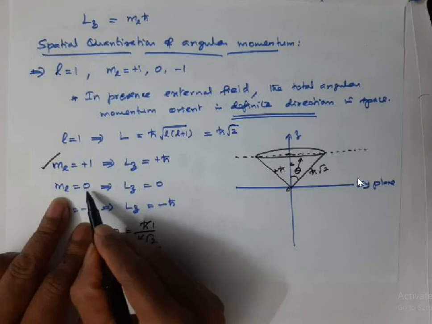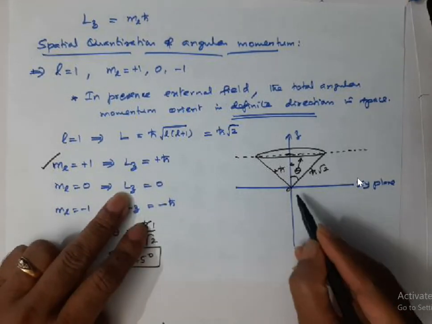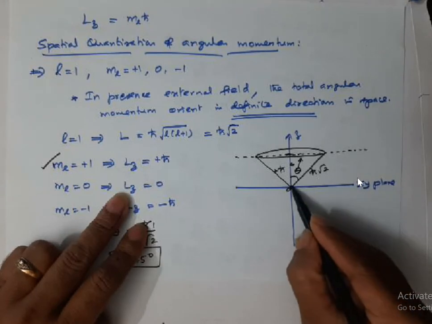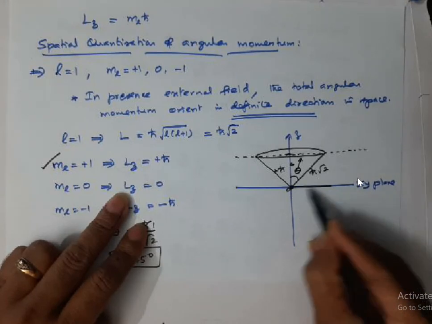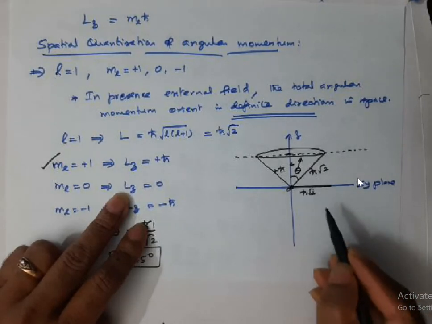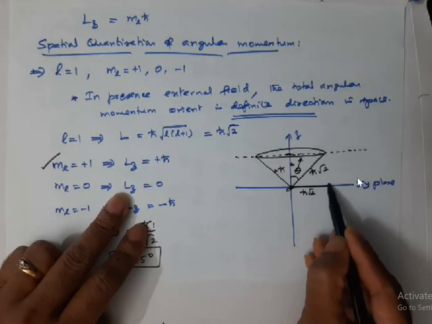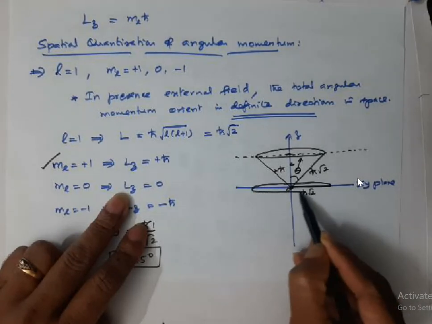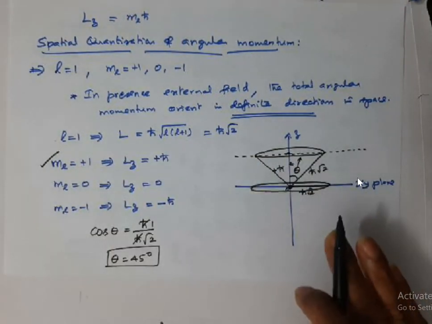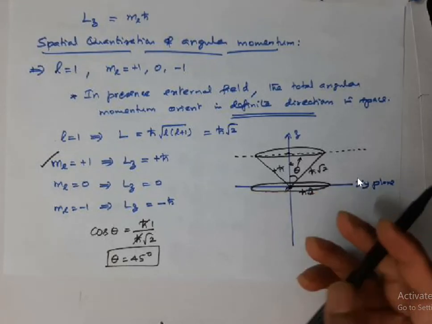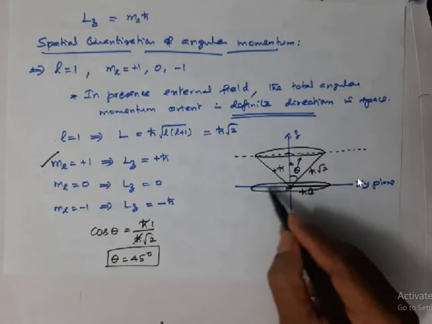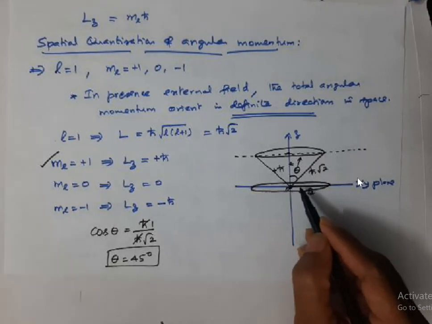If I take ml equal to 0, the angular momentum along z is 0, so Lz is 0. That means it is at the center. Now you draw a line along the xy plane such that the length of the line is h bar into root 2. Then you draw a circle along the xy plane. The circle is in the xy plane. Now this angular momentum may be present anywhere on this circular plate.